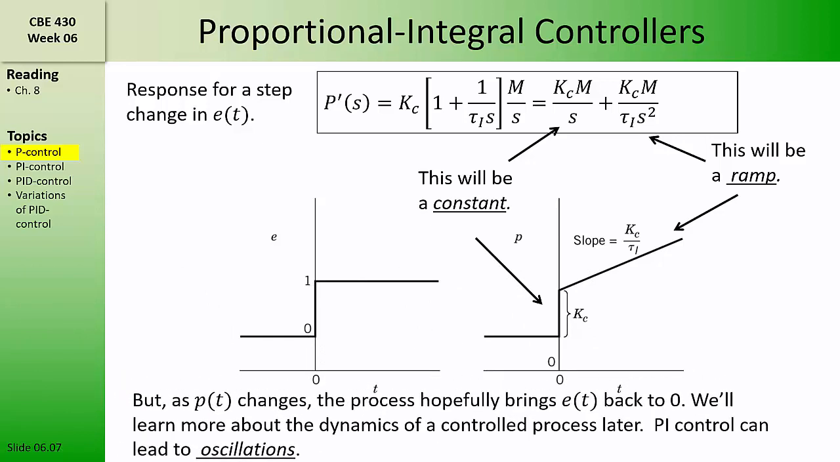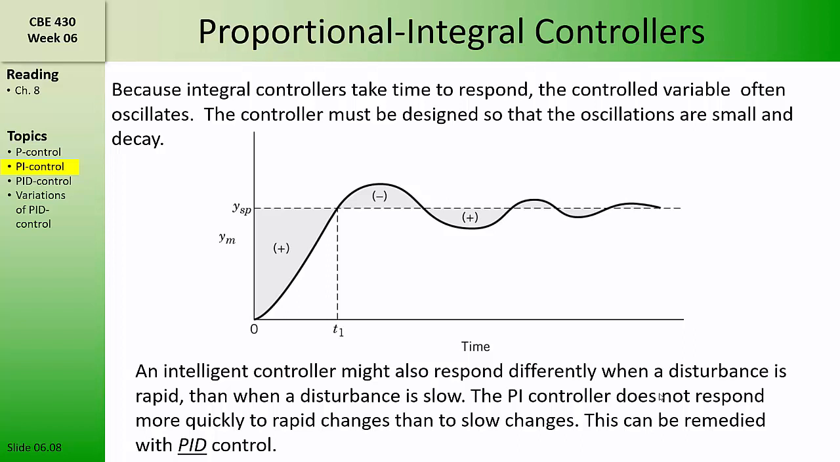When this is in a feedback control scheme, as the controller output changes, this process hopefully brings the error back to zero. So we'll learn more about the dynamics of controlled processes later. But for now, it's important for you to know that PI control can lead to oscillations in the controlled variable. Because integral controllers take time to respond, the controlled variable often oscillates. The controller must be designed so that the oscillations are small and so that those oscillations decay with time rather than growing with time.